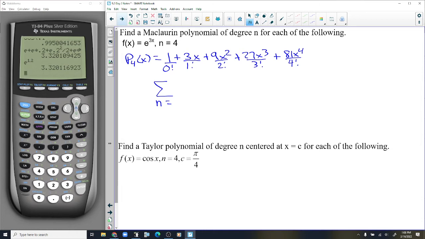0, yeah, because we have x to the 0. We not only have x to the 0, we have 0 factorial. So we're going to go n equals 0 to 0, 1, 2, 3, 4. We'll worry about infinity later. But if you happen to put infinity up there, I wouldn't count it wrong, because that's kind of where we're headed anyway.